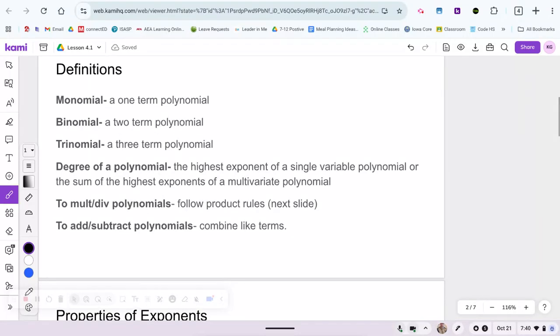Examples of this would be if I just had x or x to the fourth, or even 6xy. Those would all be monomials. They each only have one term.